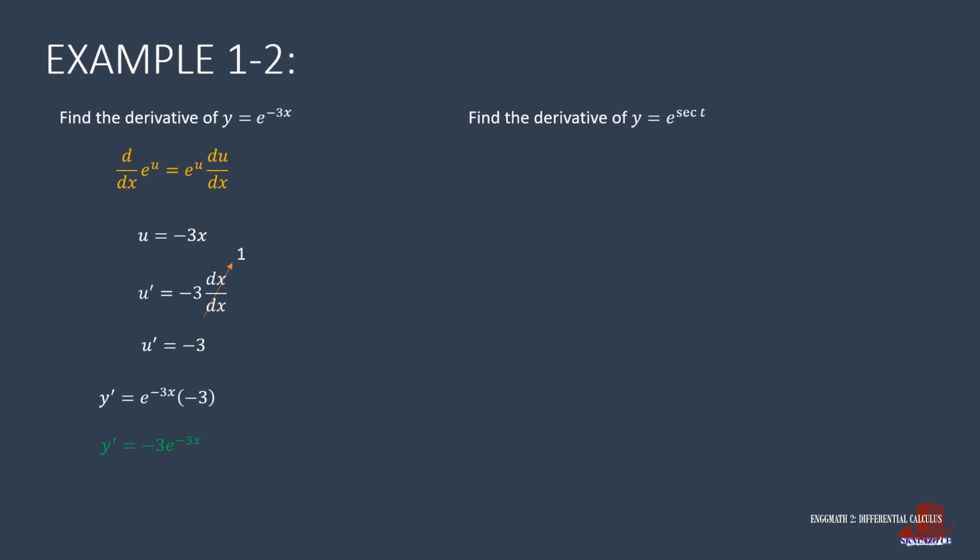The second example has the equation y is equal to e raised to secant t. Just the same as the previously solved, u is secant of t, and u prime is secant t tangent t times dt all over dt, which is again 1. U prime is simplified as secant t tangent t. Thus, y prime is then solved as e raised to secant t times secant t tangent t.